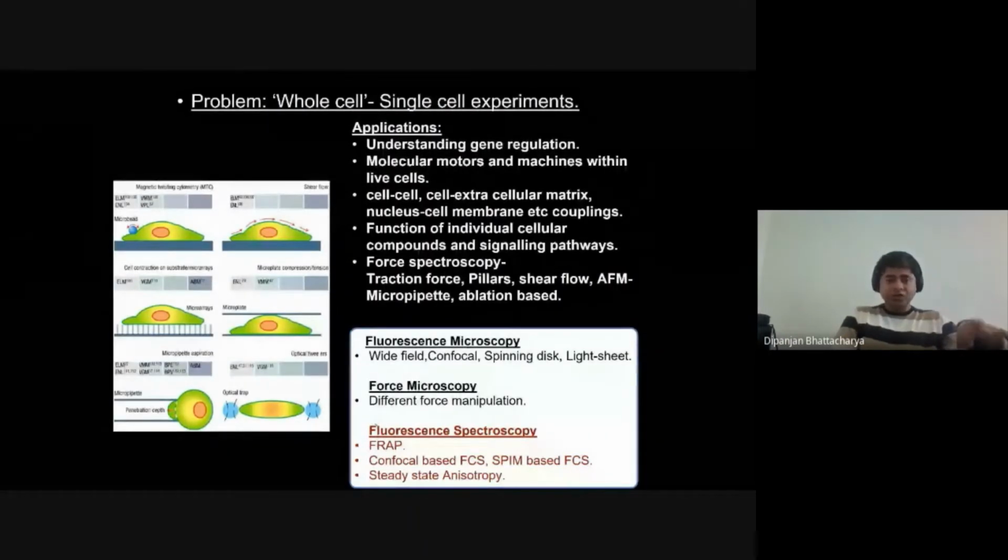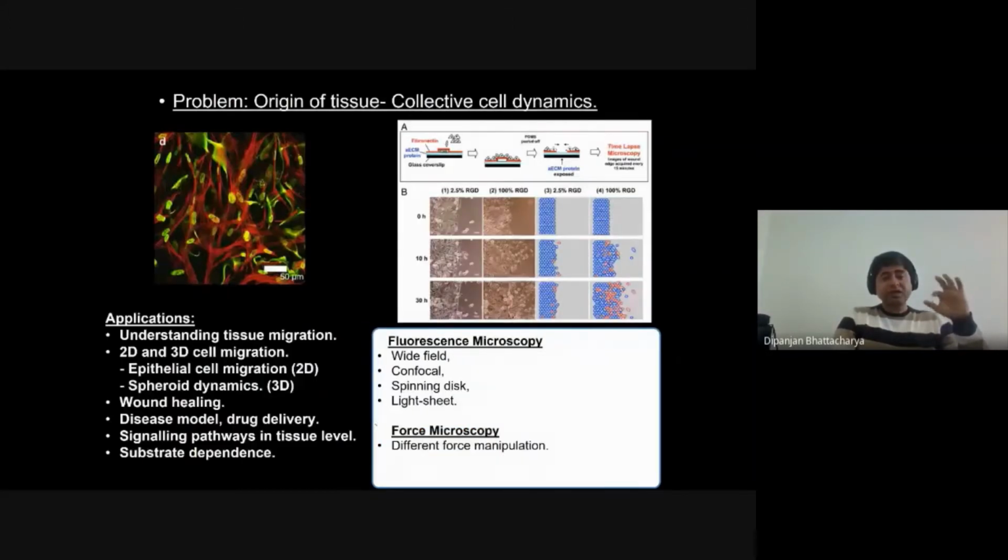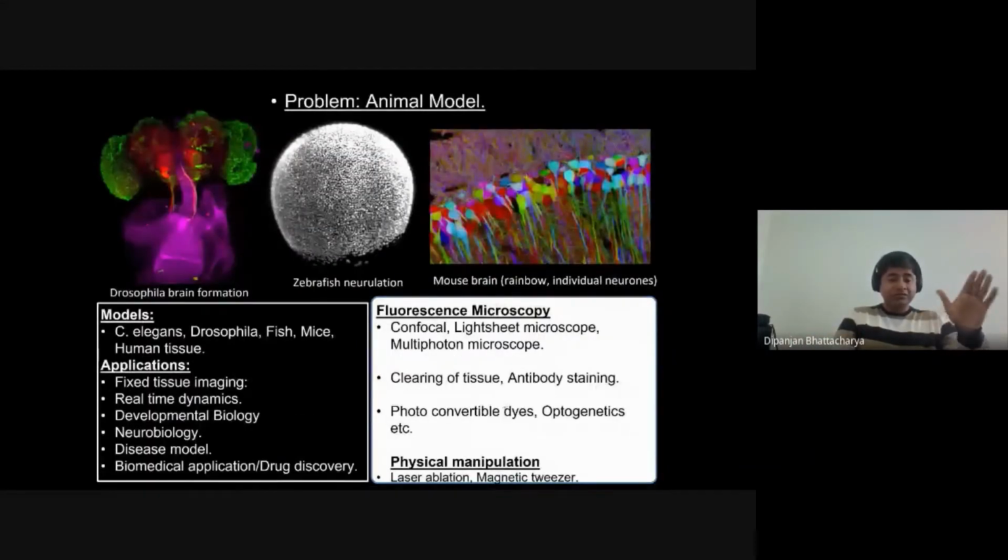And also, at whole cell level, generally this is confocal, wide field, spinning disk, and light sheet based methods. And there are methods for tissues, the collective cell dynamics, and there are different kinds of force manipulation methods. And there you are now shifting towards confocal, spinning disk, light sheet, and also in some cases multiphoton. The moment you go to the tissue level, you are completely going out of wide field based methods, and confocal, light sheet, and multiphoton are the only methods. So yeah, this is the talk.